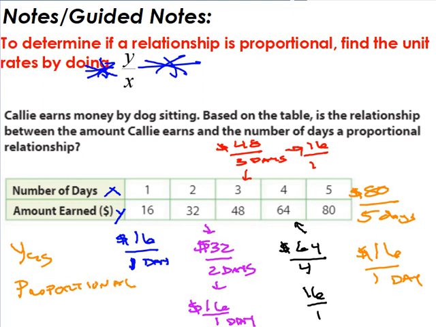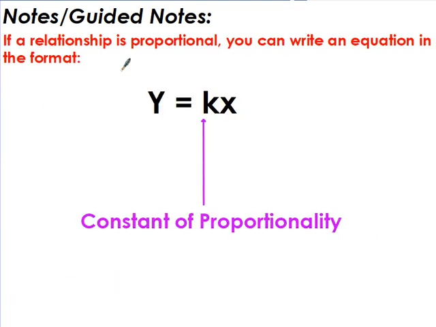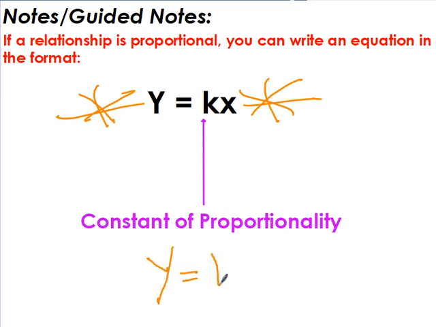All right. Now, if something is a proportional relationship, we write the equation in this format here. Y equals whatever that constant of proportionality is that we just got by doing all that division, times x. So going back to Callie, we knew Callie was charging $16 per day. That was her constant of proportionality. So the equation would have been y equals 16 times x.